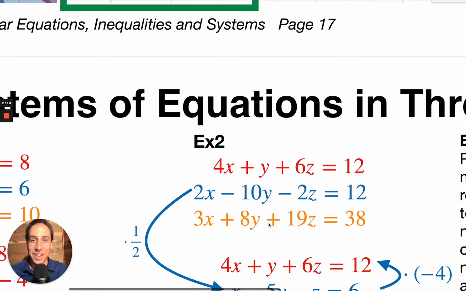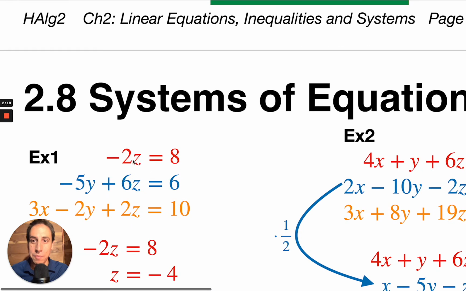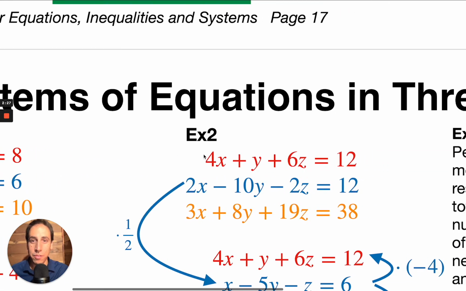All right, so example 2. Now check this out. It's a little more complex because, unlike in the first example, we don't have an immediate obvious first step. With the z, it's right there, just go get it. But now each equation has x, y, and z.